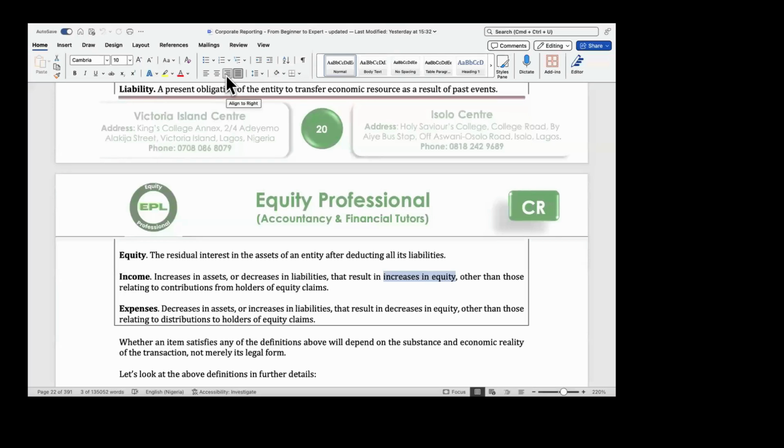Finally is expense. Expense is like the opposite of income. If you look at it, expense is a decrease in assets, increase in liabilities that results in decrease in equity, other than those relating to distributions to holders of equity claims. So this decrease in equity here is not dividend. That's why they said other than those relating to distributions to holders of equity claims. We are not talking about dividend here. What we're talking about here is losses. Okay, so those are expenses.